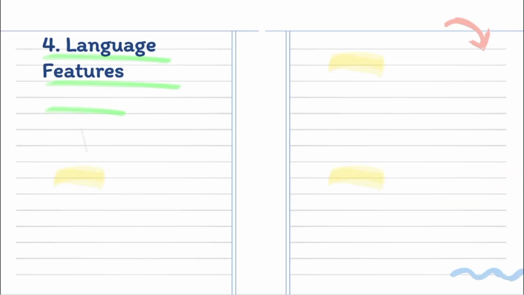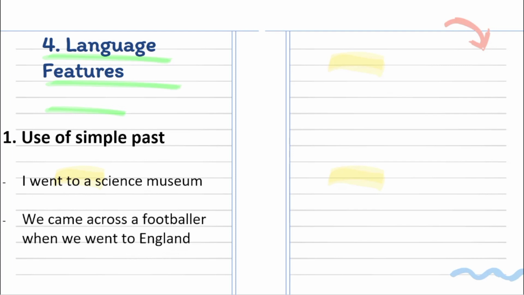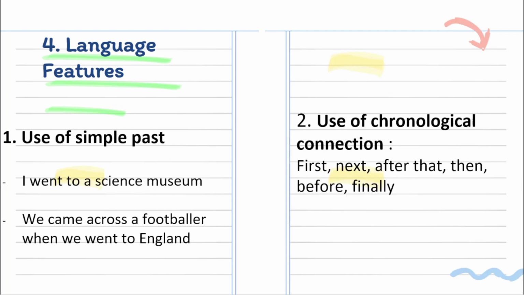Language features. Use of simple past, of course, because the story is in the past and we retell the story to the readers, so we use simple past. For example, I went to a science museum. We came across a footballer when we went to England. So here we use went and came across. They show simple past. And use of chronological connection, because the events are told in order, so we can use chronological connection. For example, first, next, after that, then, before, finally, etc. Okay?